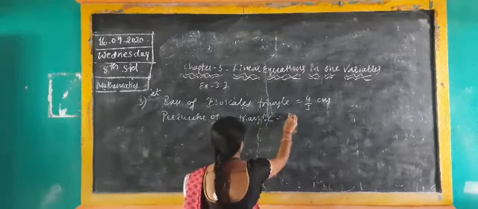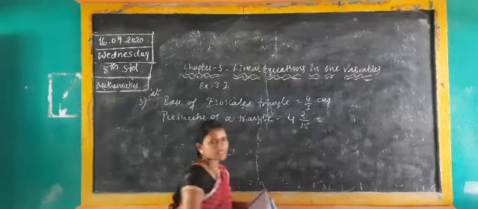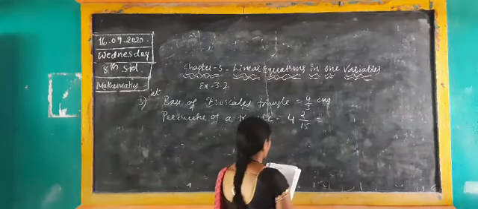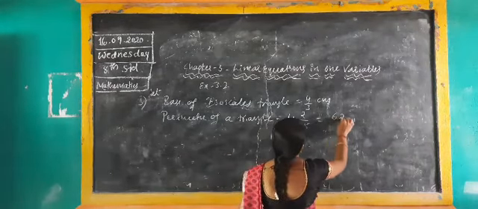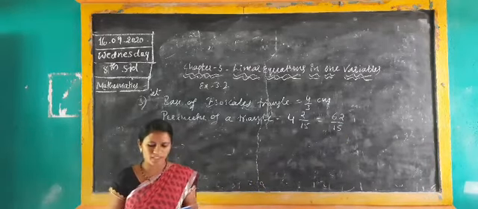How much is the perimeter of the triangle? 4 into 2 by 15. I will convert the mixed fraction to improper. Means 15 4s are 60, plus 2, 62 by 15. Okay, now I have converted the mixed fraction to improper.